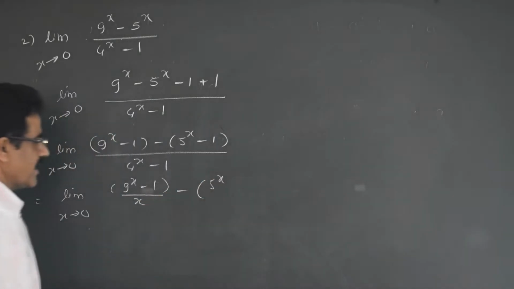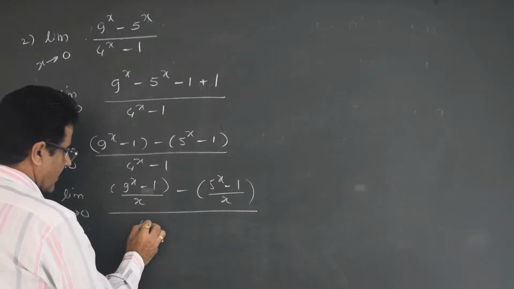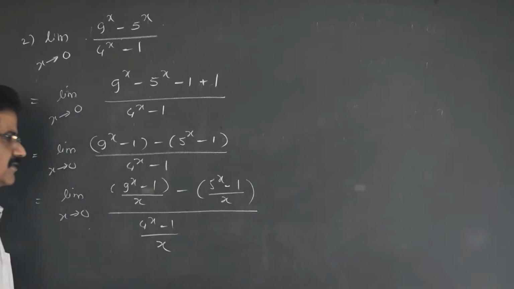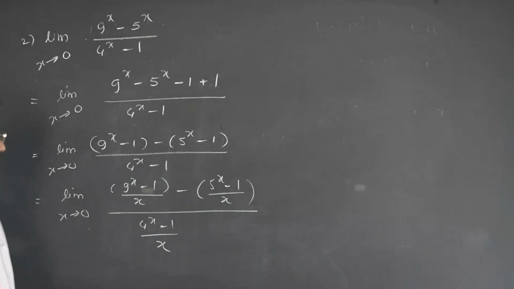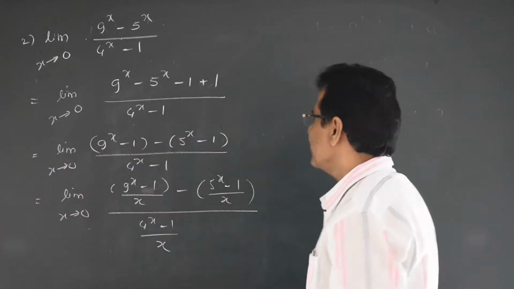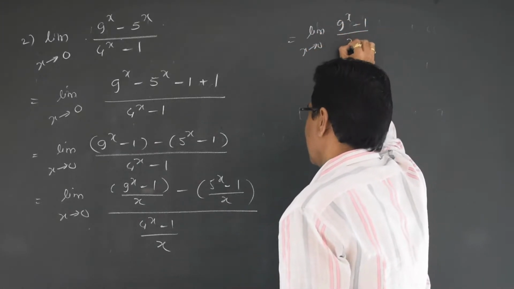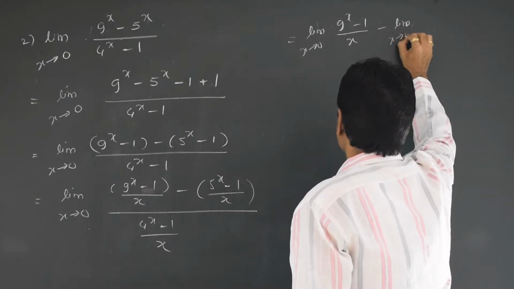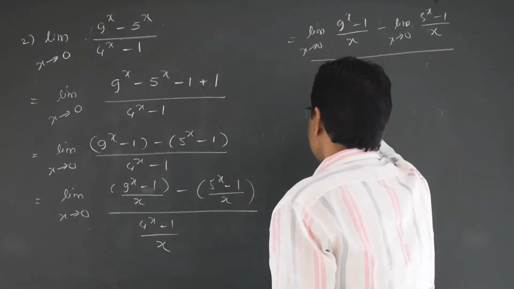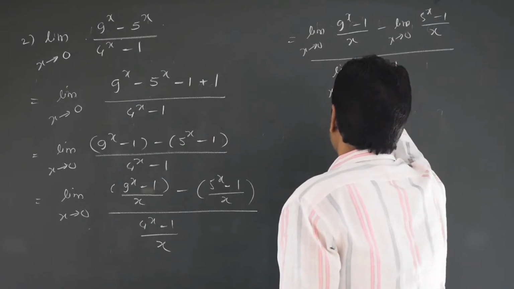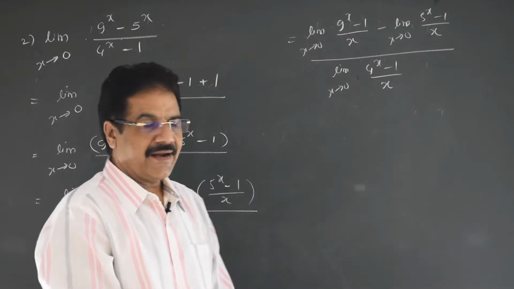So (9 raised to x minus 1) upon x minus (5 raised to x minus 1) upon x, whole upon (4 raised to x minus 1) upon x. So the adjustment is dividing by x to numerator as well as denominator. And now we are going to separate the limits everywhere. So we can write limits as x tends to 0, (9 raised to x minus 1) upon x, minus limits as x tends to 0, (5 raised to x minus 1) upon x, upon limits as x tends to 0, (4 raised to x minus 1) upon x. So using algebra of limits, all these terms can be separated in this manner.